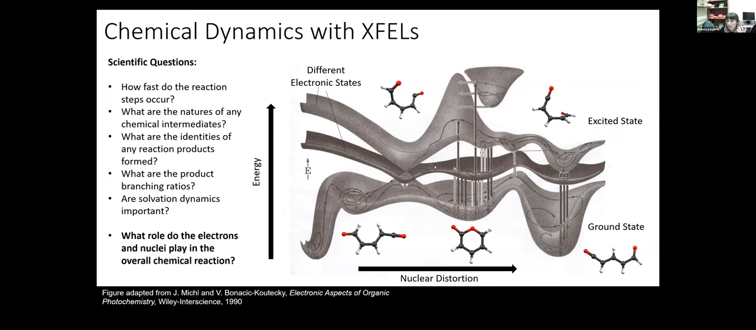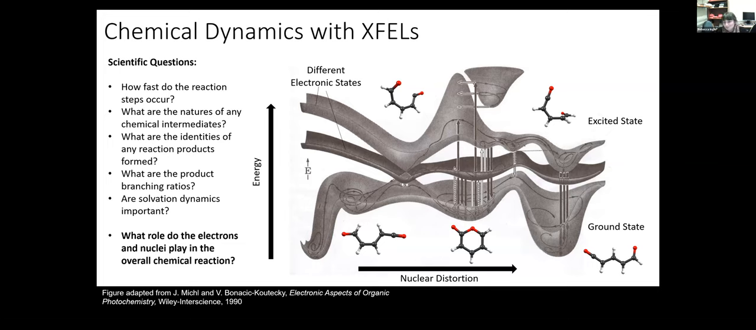In these kinds of experiments, we also want to get quantitative information. If we make a couple of different products, maybe we want to favor the formation of one product over another. So what do we have to do to the molecule to tailor it in that way? But the dream experiment for us is making a true molecular movie of how chemical reactivity occurs. And of course, this is chemical dynamics as well.